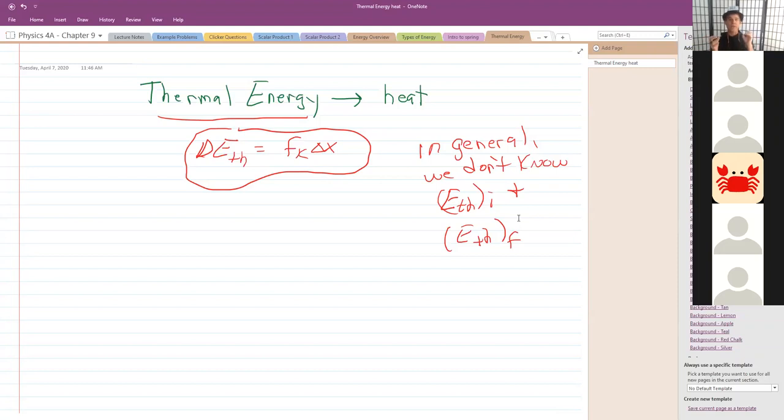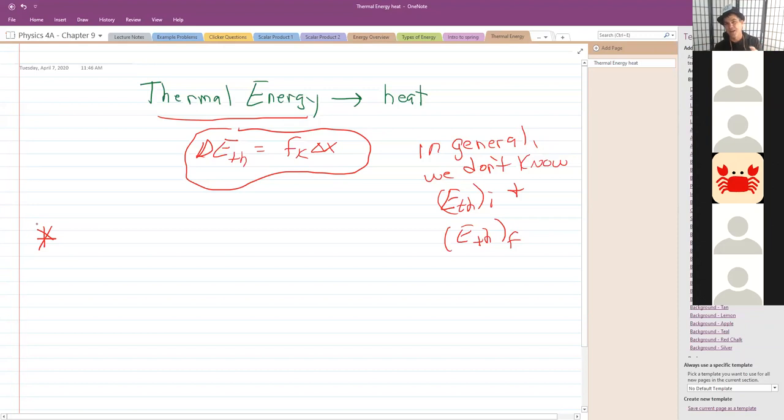Thermal energy is the sum of all the kinetic and potential energies of all the atoms and molecules that make up an object or system. If it heats up, then those atoms and molecules start moving faster and faster, their kinetic energy increases. But I generally don't know what was the kinetic energy to begin with, the kinetic energy after. What I know is how much the thermal energy changed. Okay, so when are we going to do this?